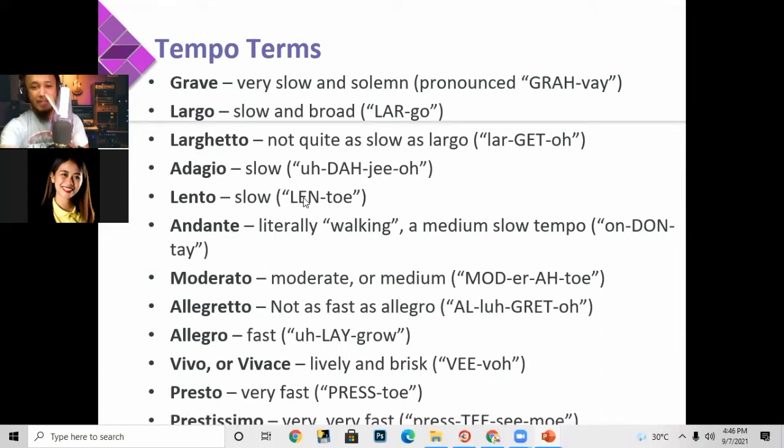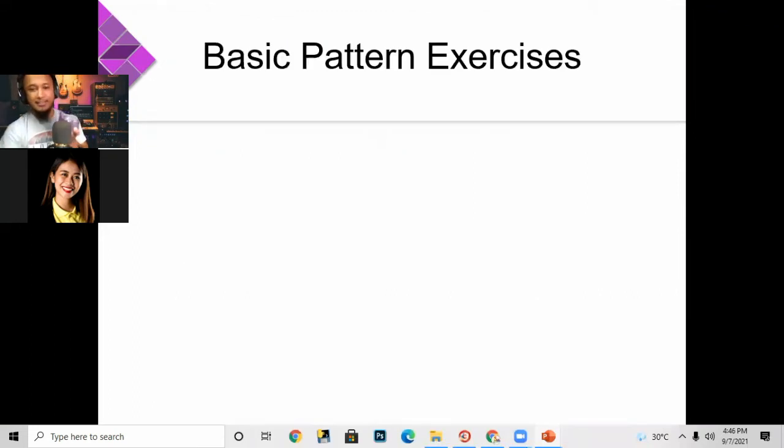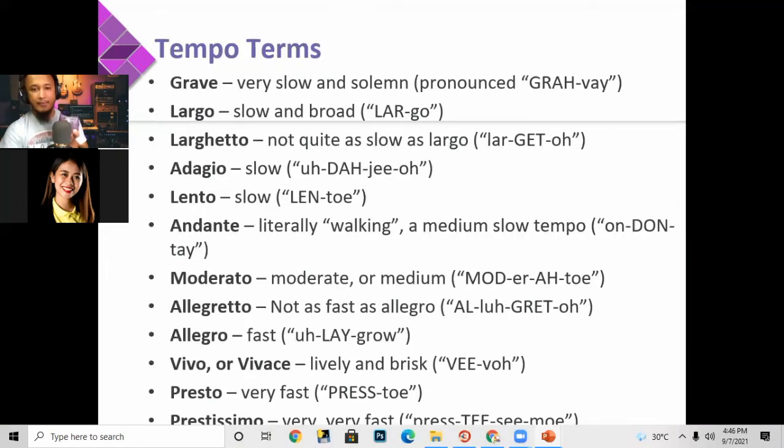While, meron pa ba? The fastest one is prestissimo. From 184, prestissimo is 208. So ito na yung pinakabilis. Ganun kabilis. Sobrang meaning prestissimo.